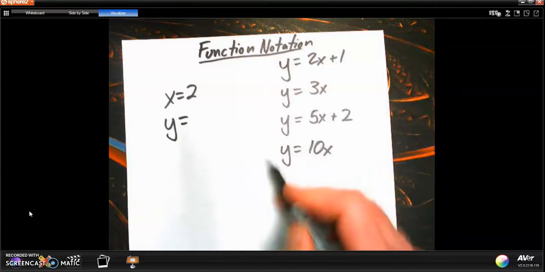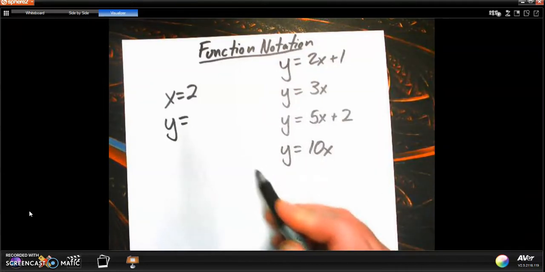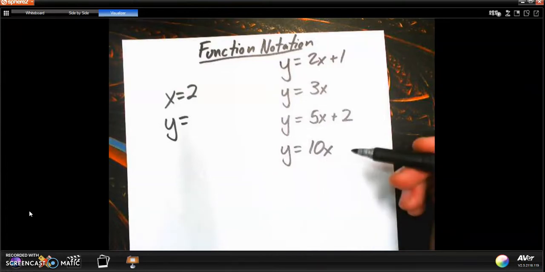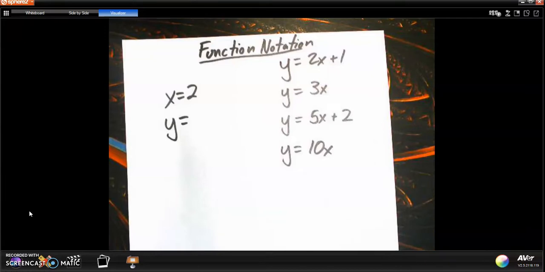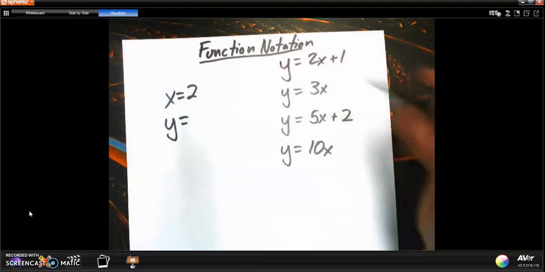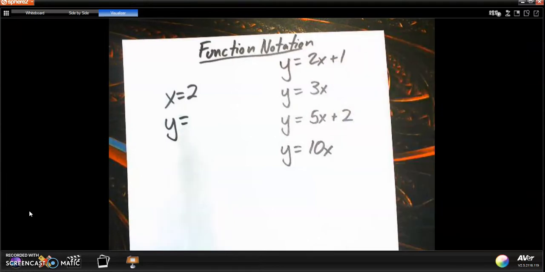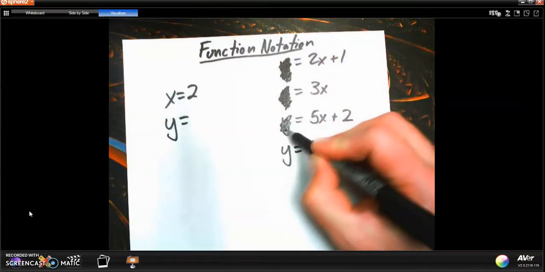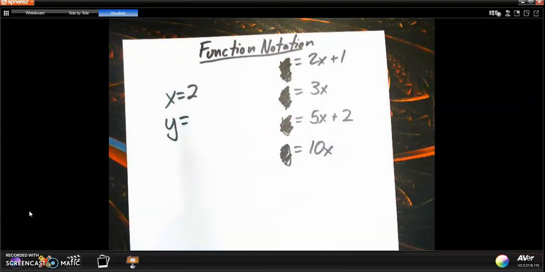It's like, well, I wanted you to use this function. But how would I know to use that function, right? I don't know. They all equal the same. They're all equal to y. So how am I supposed to know which one to use? So they created what is called function notation. Basically, function notation gives all the different functions a way of categorizing them, right?